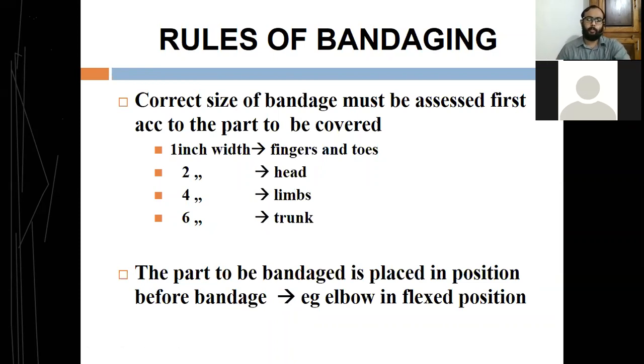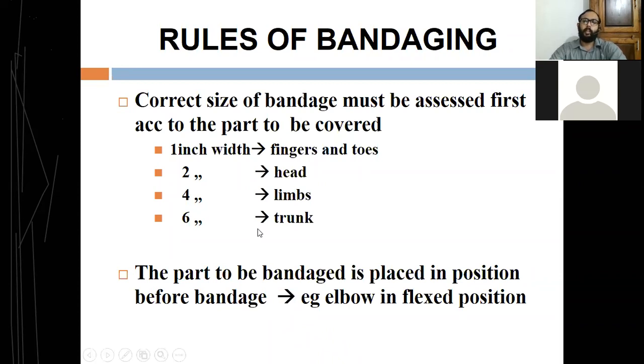Actually, it is 10 centimeter width into 3 meter length, which can be used in the upper limb. In lower limb, we can take 6 inch, that is 15 centimeter width, into 3 meter.